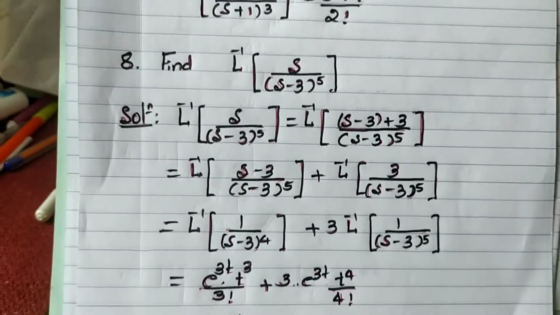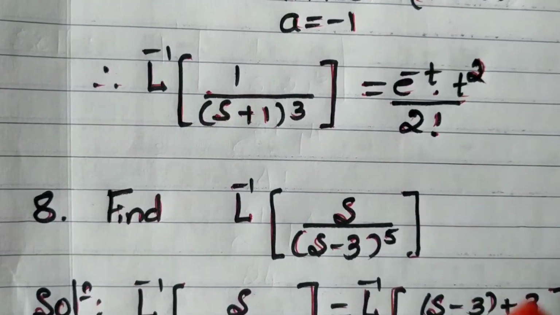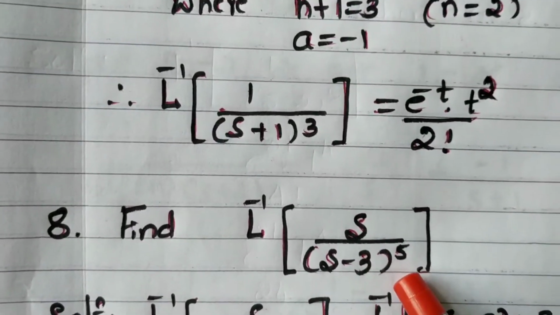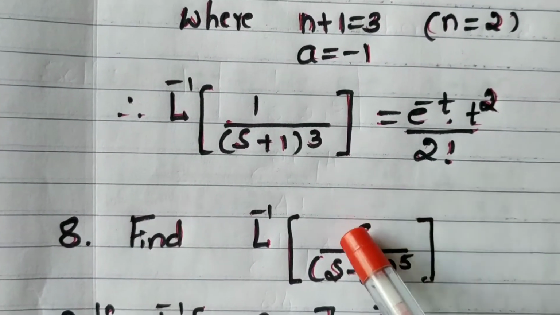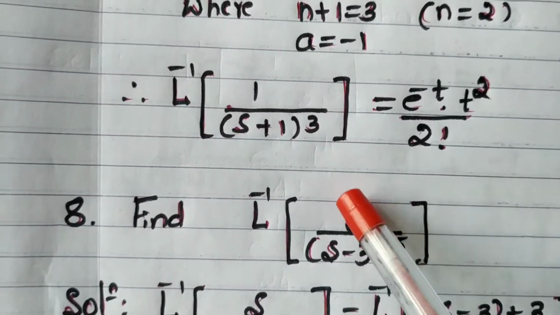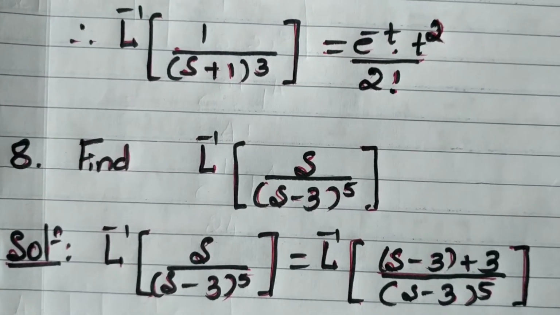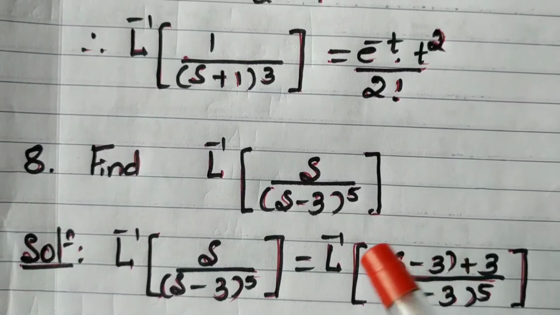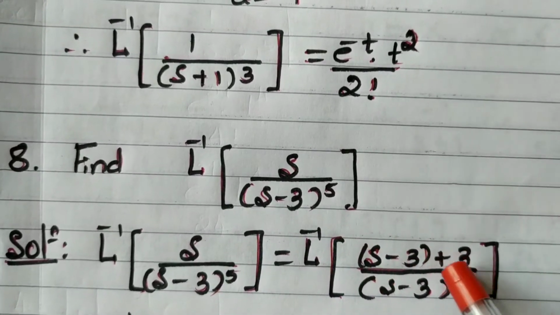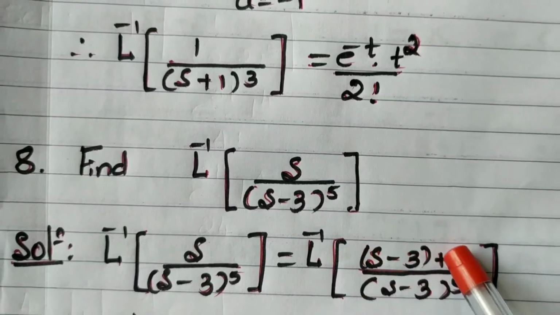Look at this one. This example is different from the previous examples. Find L inverse of s divided by (s minus 3) raised to 5. In the previous examples, there is no numerator term. The numerator is a constant, 1, maybe 2, 3 like that. But here it is s. So s divided by (s minus 3) raised to 5 does not have a direct answer. Therefore, I use a mathematical trick here. If the bracket is s minus 3, I will add and subtract 3 in the numerator.